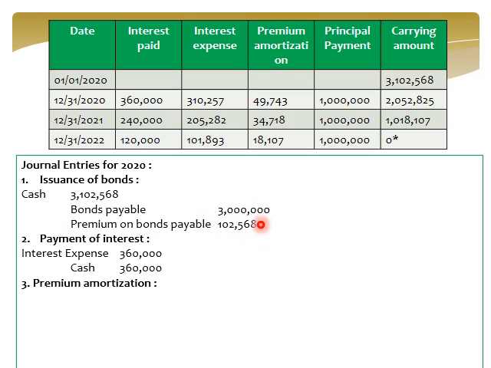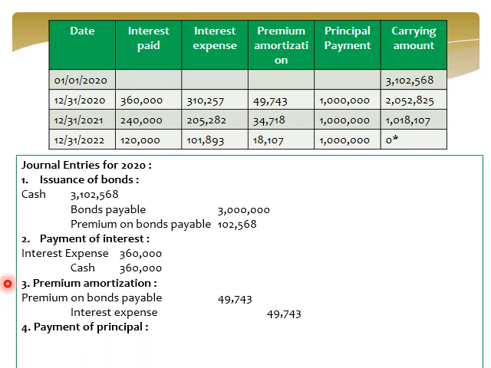The normal balance of premium is a credit balance, right? We initially recorded 102,568. When we amortize this, we debit it because we are reducing it. And at the same time, we are also reducing interest expense. Because if you look at the table, interest expense should only be 310,257. But when we paid, we debited 360,000. So, we need to reduce interest expense. So, the journal entry: debit, premium on bonds payable, 49,743. Credit, interest expense, 49,743. And for year 1 also, let us prepare the journal entry for the payment of principal. It is easy, we just paid. So, bonds payable decreased by 1 million. We released cash of 1 million.